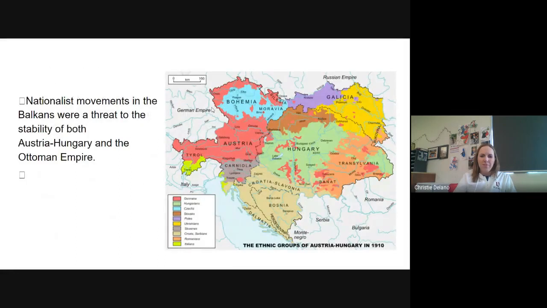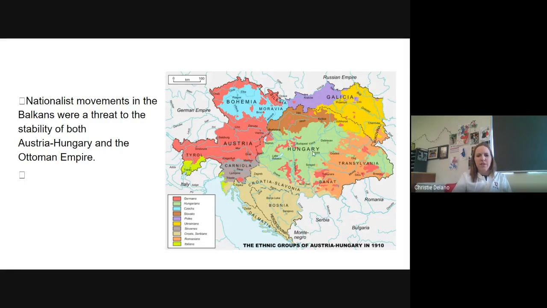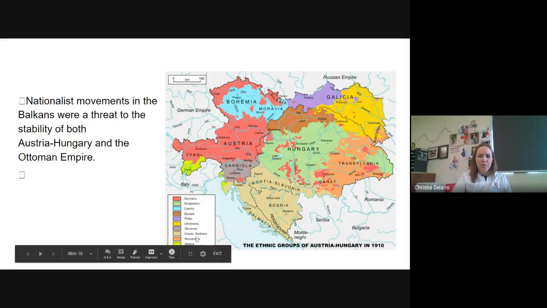And when we look at this map, what you see here in color is the nation state of Austria-Hungary, the Austria-Hungarian Empire at the time, right? Serbia down here, the annexed area of Bosnia. And what you see here, depending on how large your computer is, these are all of the different ethnicities, ethnic groups within Austria-Hungary at the time.